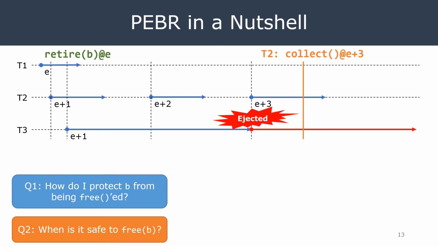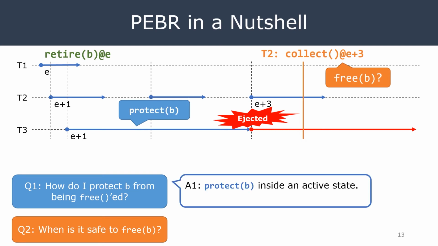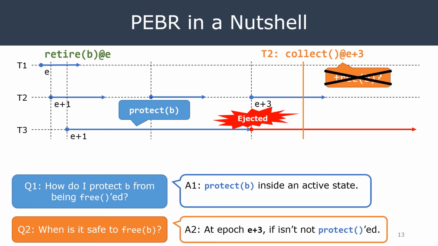Suppose the block B is retired in E, T2 ejects T3, and calls the collect function in E plus 3. In EBR, it was safe to free B in E plus 3. However, it might be the case that the ejected thread was referencing the block. So, in order to provide protection even after the ejection, PEBR uses the protect function used in hazard pointers. So, even if T2 is in E plus 3, it cannot free B because it is protected by a hazard pointer.